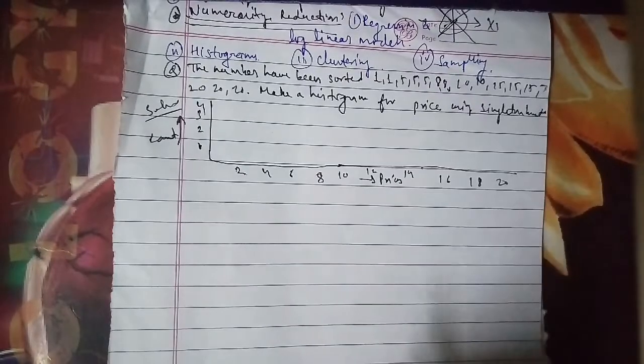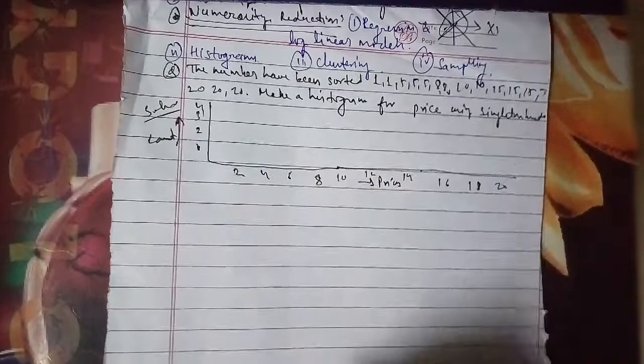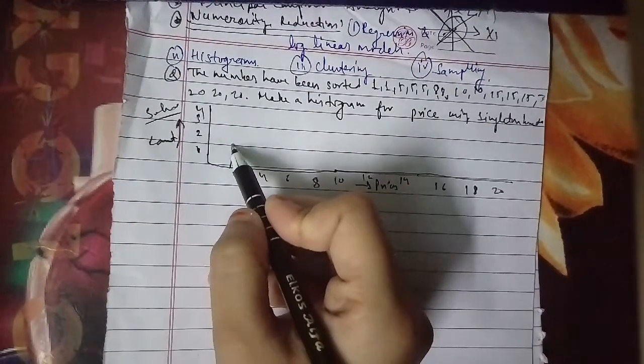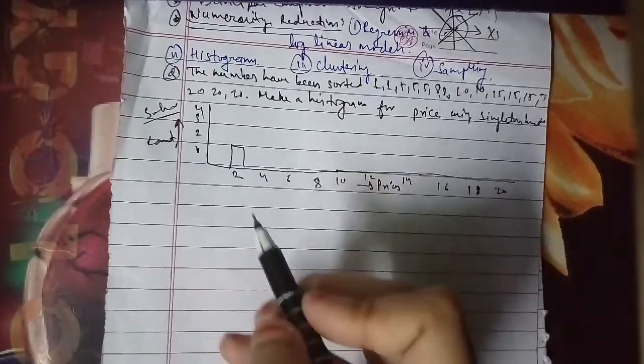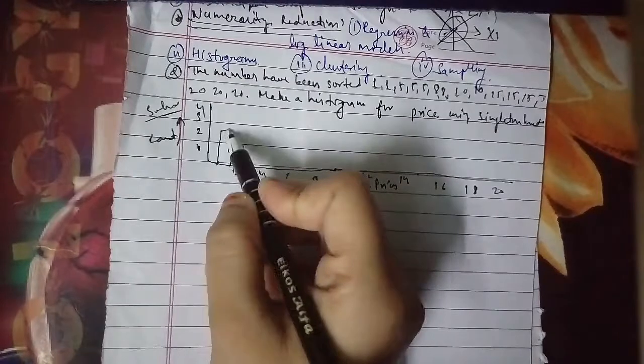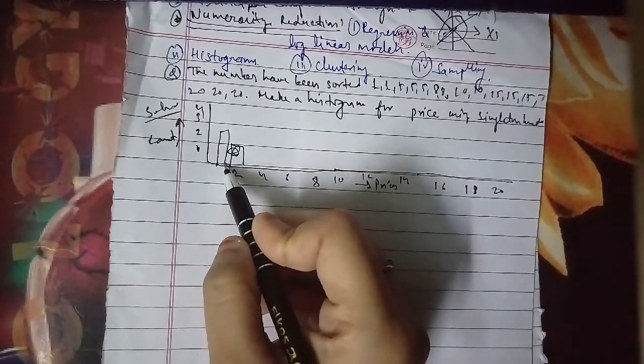10 is also 2, so 10 also goes to 2. 15 is 3, so 15 is here, that is your 3, and then we have 20, that is your 4, and that is enough. So this is the histogram that has been made here.